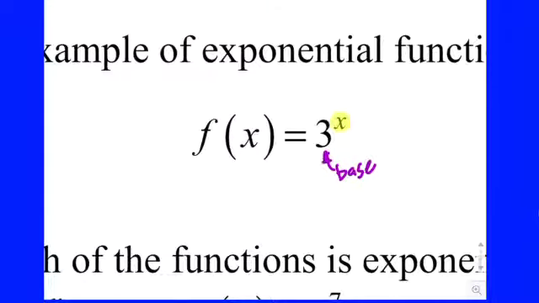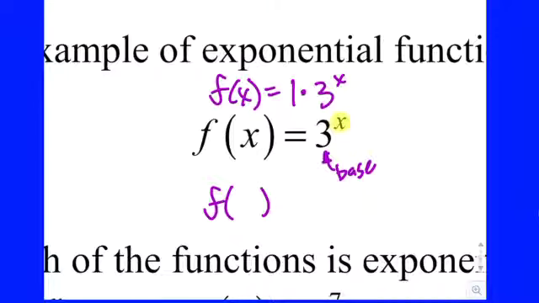What is the y-intercept here? What's the initial value? Is it 3? It's 1. Good. You can think of it one of two ways. You can think of there being an implicit 1 in front, 1 times 3 to the x, so 1 is your a value. Or, how do we find y-intercepts by computing? You plug in 0 for x. So f(0) is 3 to the 0 power, which is 1. That's the y-intercept.